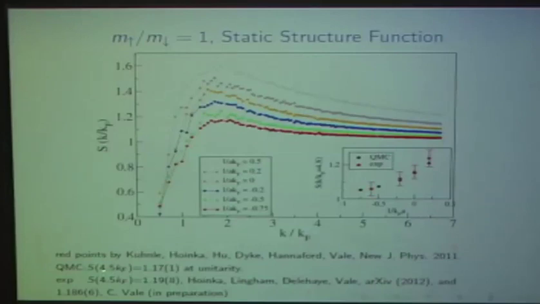So just to focus at the large momentum value of the static structure function at unitarity, you see that our number is in very good agreement with the paper that they recently put on arXiv, where they measure the dynamic response functions, and then by integrating in energy, they can get the static structure function. The agreement is very good. And recently, Chris Vale reported an even better measurement with an accuracy improved by an order of magnitude. And again, the agreement is probably very good.